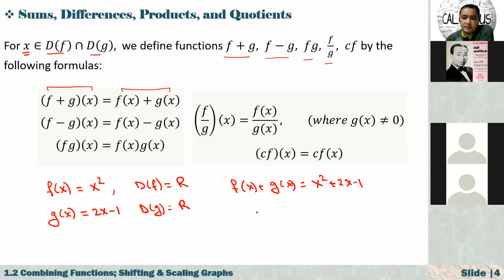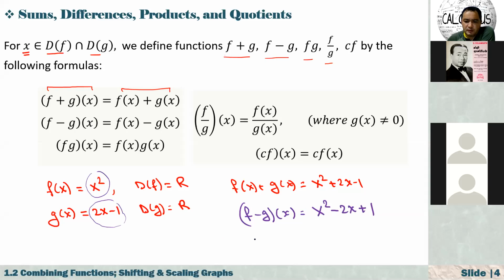Purple is much better. And how about if we multiply or subtract, for example, f minus g of x? Here we have an algebra expression in x, and also here we have an algebra expression in x. We're just subtracting 2x minus 1 from x squared. So here we have x squared minus 2x plus 1.